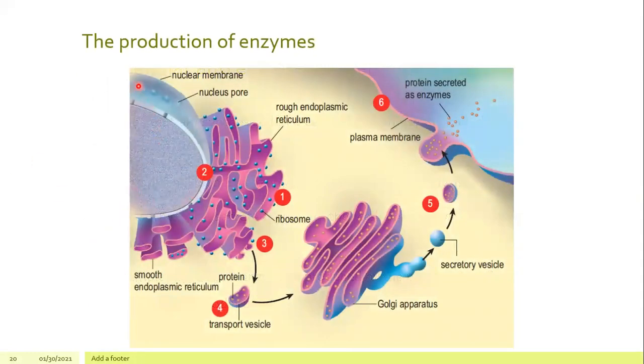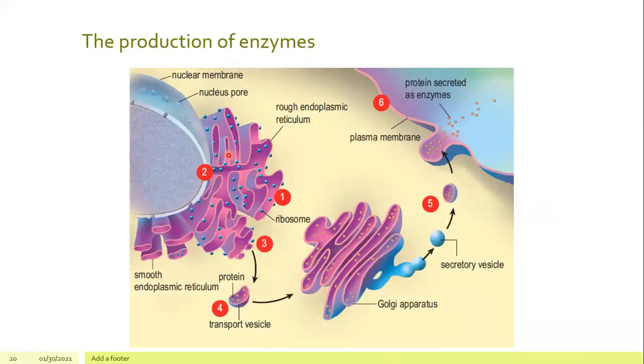Next, we are going to talk about the production of enzymes. How are enzymes produced? Remember all the cellular components here. This is your rough endoplasmic reticulum. This is your nucleus. And this is your smooth endoplasmic reticulum, as it has no ribosomes on it. The small blue spherical things are the ribosomes. Remember the function of ribosomes? That's our first step: the ribosome on the rough ER is going to produce protein.